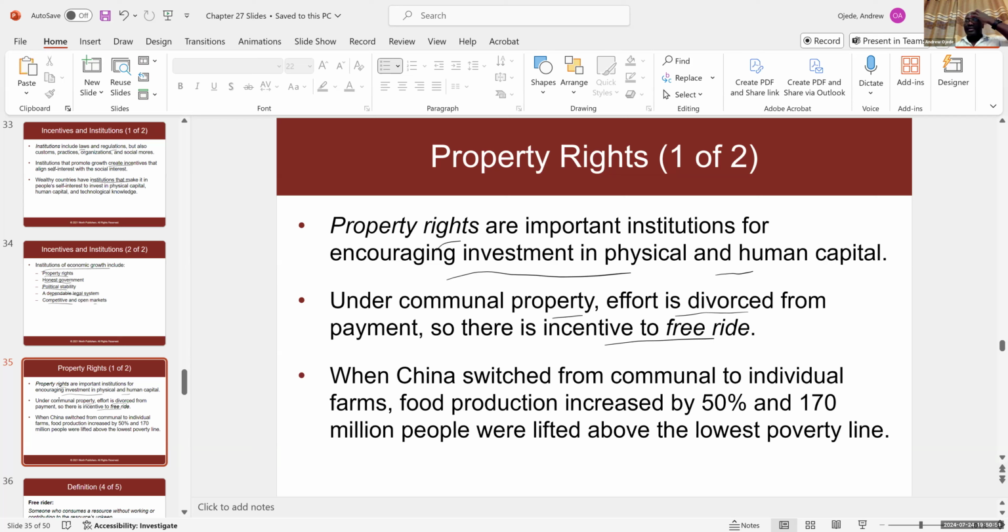That is not very good. Property is better owned individually, where everybody has individual rights to their property. But if you're just owning it as a community, it's very common in Africa where you find a tribal group. Even here in America, we have the Indian tribes, which collectively own pieces of land. Okay, but this is still very common in Africa where a tribal group or a clan owns a piece of land collectively. So there's no individual rights to property. Okay, so that can be very problematic. So when China switched from communal to individual farms, food production increased by 50%. Can you believe that? And 170 million people were lifted above the lowest poverty line in China.